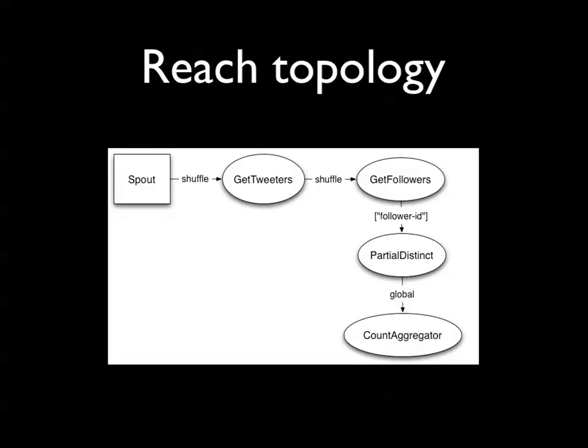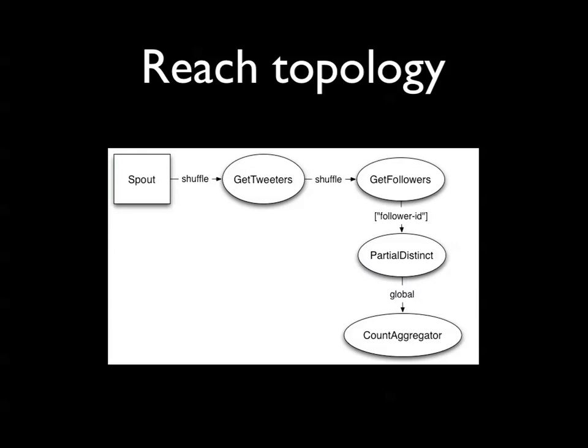The topology for reach is actually really straightforward, and here's what it looks like. You have a spout, which emits function invocations, so it emits a stream containing request ID and URL. The first bolt is called getTweeters. It maps a stream containing request ID and URL to a stream containing request ID and tweeter ID. Right? So one URL maps to many tweeter ID tuples. The next bolt is called getFollowers, and it maps a stream containing request ID and tweeter ID to a stream containing request ID and follower ID. And you can see getFollowers does a shuffle grouping on getTweeters to distribute the load of getting the followers.